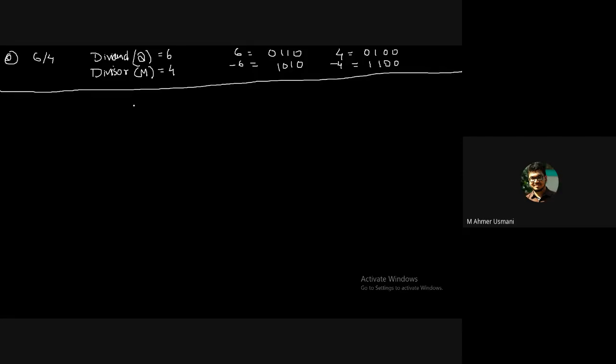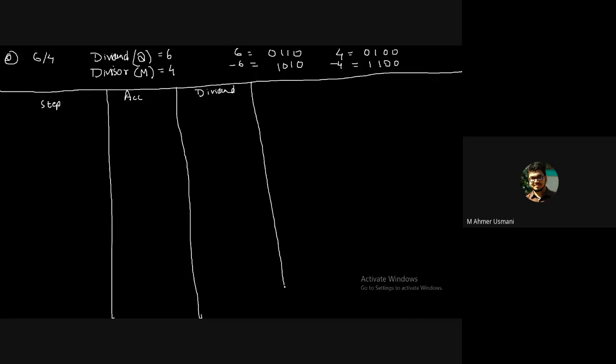Okay, after this you're good to start with the restoring algorithm. So I'll be making the same thing again. The first column is called step. Again you need to solve in this tabular format. After step we write down accumulator. After accumulator we have dividend, and lastly we have divisor. We don't have anything called imaginary. Okay, that's it.